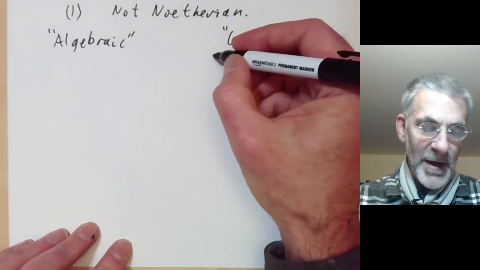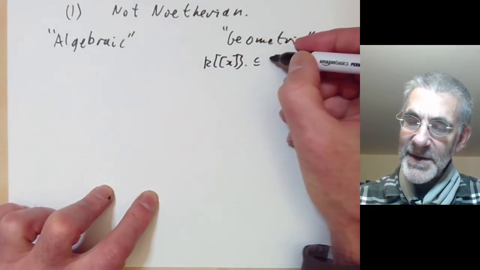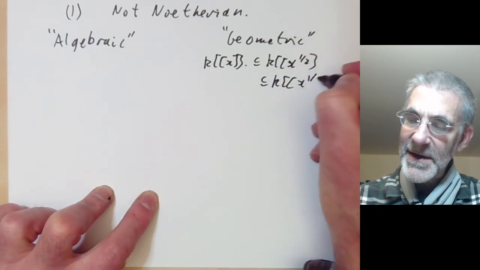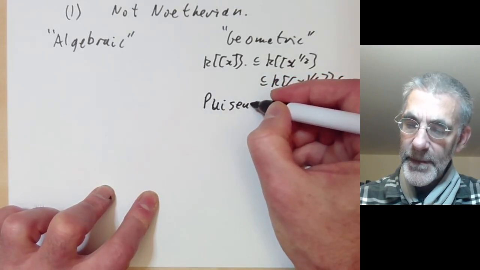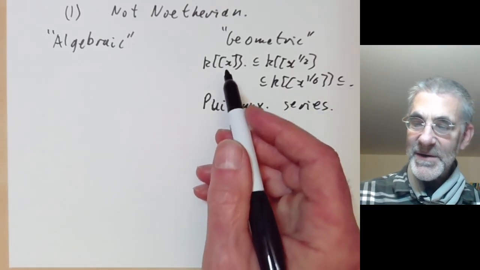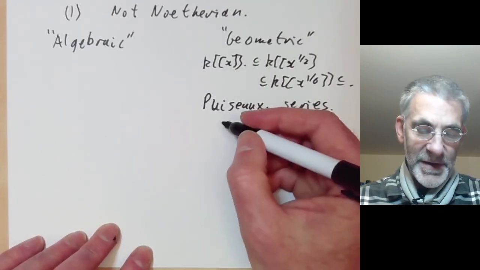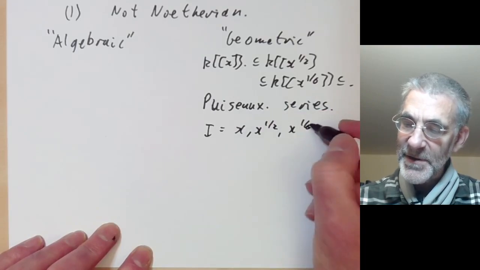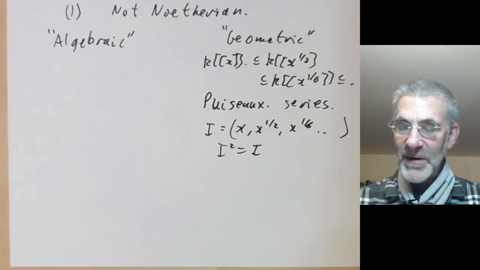So for the geometric example, you might take the ring of power series in one variable. Well, this is a Dedekind domain, and it's contained in the power series in, say, x to the half, which is contained in the power series in, say, x to the one sixth, and so on. And you can keep going like this. And what you get is the ring of Puiseux series, which you can think of as being something like power series, except the exponents don't necessarily have to be integral. And this is certainly not Noetherian because, for instance, we can have the ideal I, which is equal to (x, x to the half, x to the one sixth, and so on). So it's generated by all of these. And we notice, for example, that I squared is actually equal to I. So we certainly don't get any sort of unique factorization of ideals.